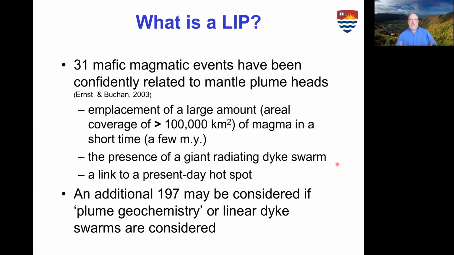They have a large aerial extent, greater than 100,000 kilometers squared, relatively short emplacement time, often or nearly always associated with a giant radiating dike swarm, sometimes a link to present-day hotspots. And then they suggested that if we look at the geochemistry or just look at the dike swarms, maybe there's as many as nearly 200 of these systems.